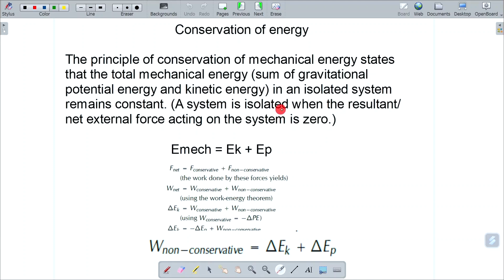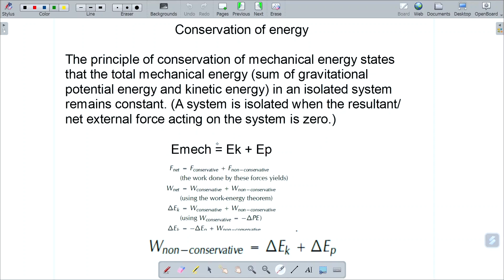And what an isolated system means is where the net force acting on the system is going to be zero. That is an isolated system. And the mechanical energy is just the sum of the kinetic energy and the potential energy.